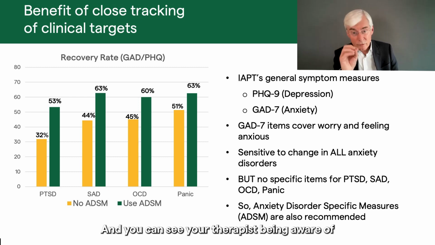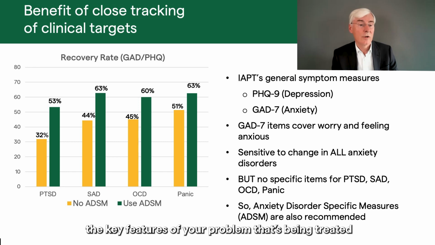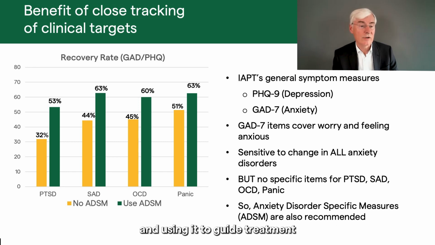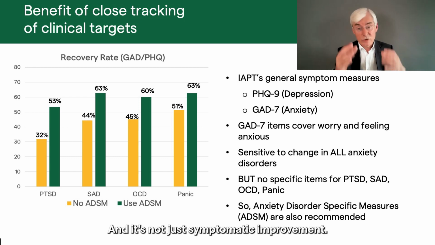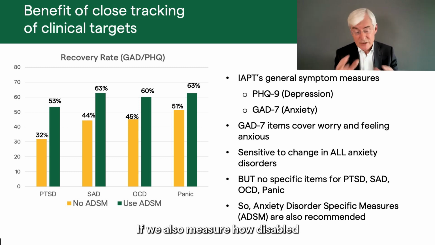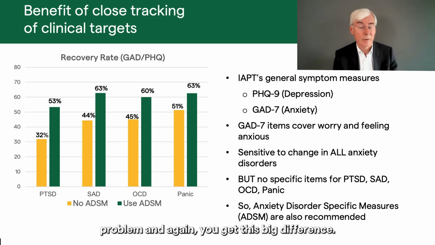And you can see your therapist being aware of the key features of your problem that's being treated and using it to guide treatment makes an enormous difference to recovery rates, PTSD from 32% up to 53%, and the same sort of difference across the board of all these anxiety disorders. And it's not just symptomatic improvement. If we also measure how disabled someone feels by their mental health problem, and again, you get this big difference.